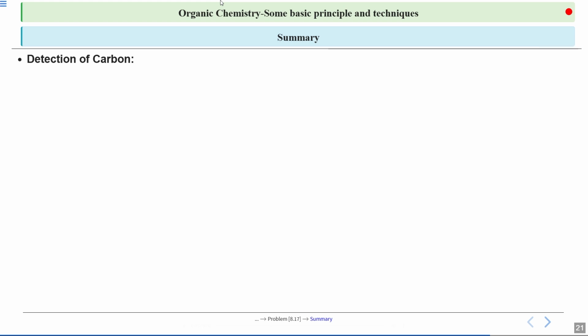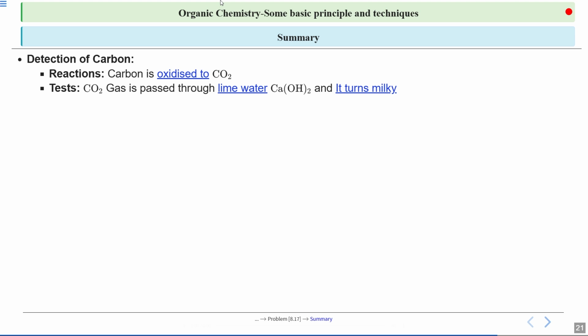Now we will summarize today's lecture. We started with the detection of carbon. To do that, we heat it with the oxide of copper. In that process, the carbon is oxidized to carbon dioxide. To detect this, we pass the carbon dioxide through lime water, which is calcium hydroxide, Ca(OH)2. If carbon is present in the given organic compound, it will turn the calcium hydroxide solution milky.